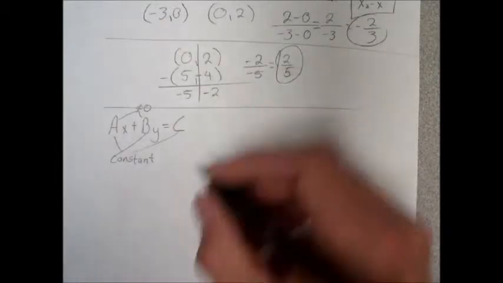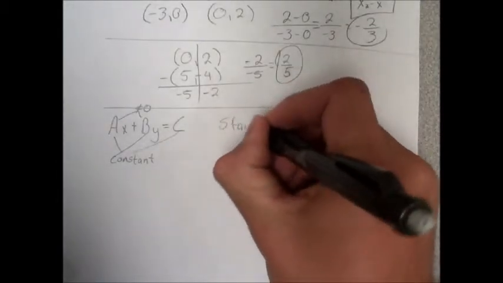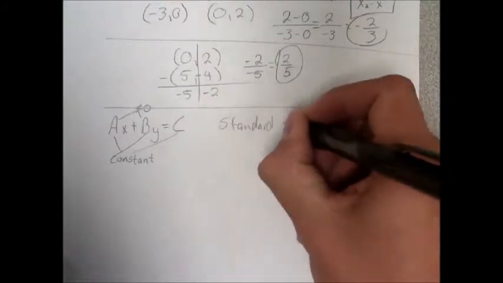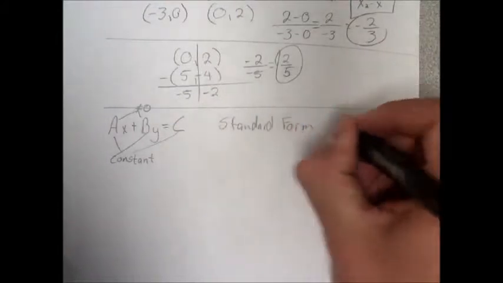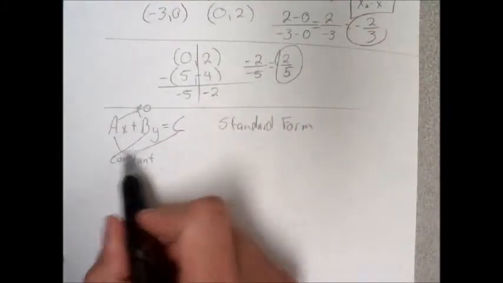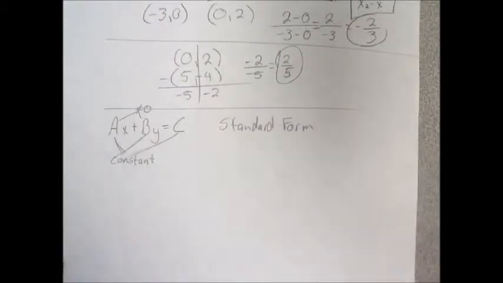Okay, so this is called standard form. Yeah, all of them are constants. All of the capital letters are constants. X and Y are just your input and output, but the rest are constants.